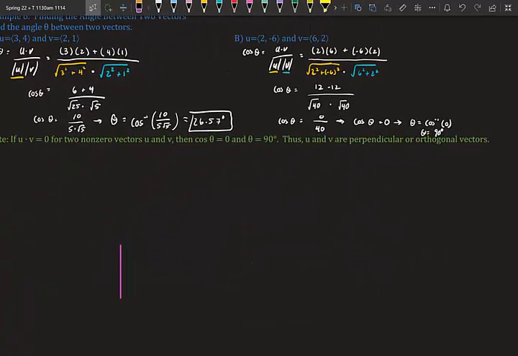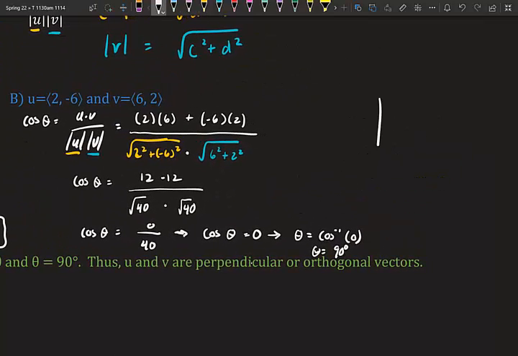If your u dot v is 0 for two non-zero vectors u and v, then cosine theta equals 0. Theta is 90 degrees, thus u and v are perpendicular or orthogonal vectors. So just like we got here, what this means is if we had these two vectors, they're perpendicular to each other because they create a 90-degree angle.